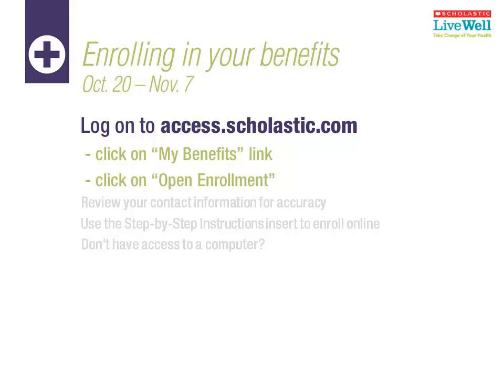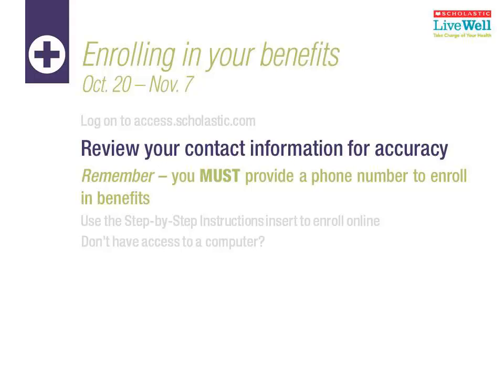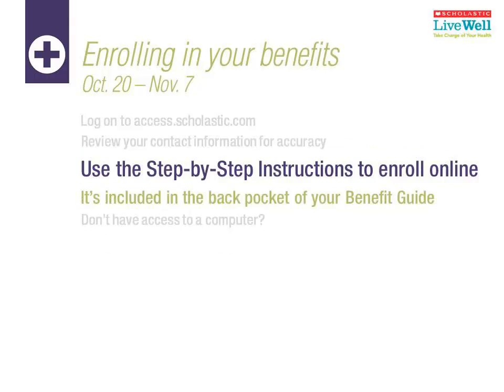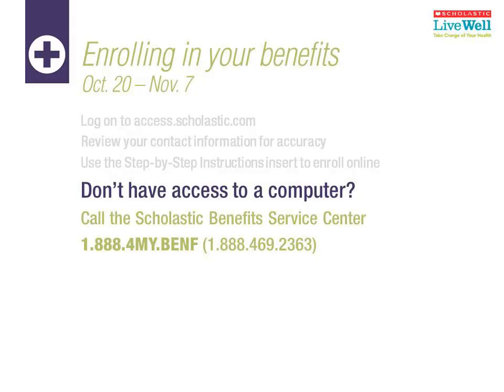access.scholastic.com. Click on the My Benefits link and then Open Enrollment. Remember, you must provide a phone number to enroll in benefits. This is a required field. You won't be able to click to the next page until you enter a phone number on the My Information page. To enroll online, refer to the How to Enroll in Benefits step-by-step guide included in the back pocket of your benefit guide. Don't have access to a computer?